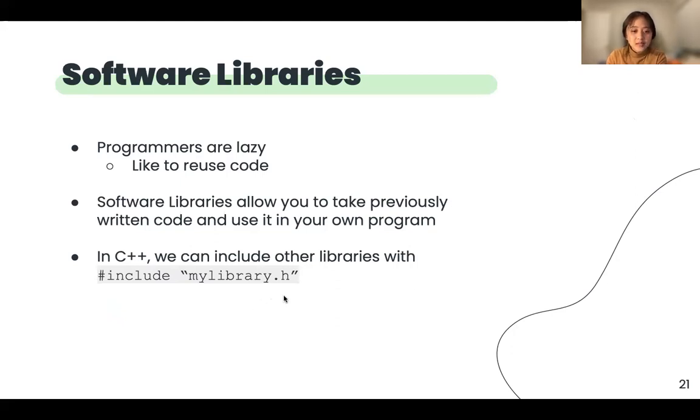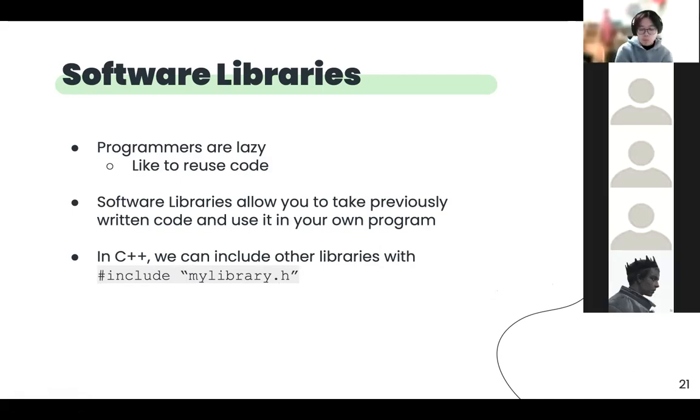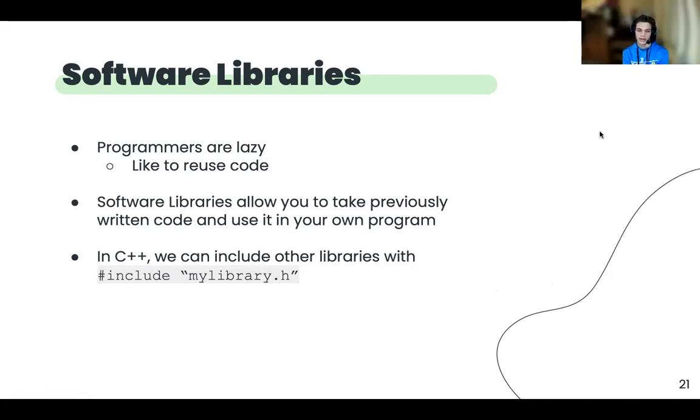In C++, in order to do that, you just do #include and then angle brackets with whatever the library name is, and it always ends in .h. You also want to make sure that you have the specific library in the folder with your code. Once you have the library and you put it with your code, then you just use that include statement, and then you can use all the code from that library.